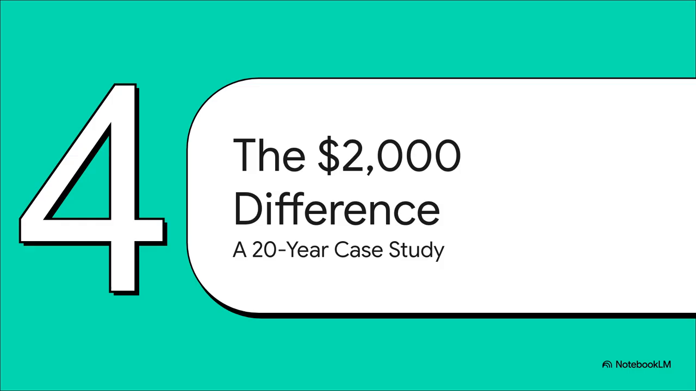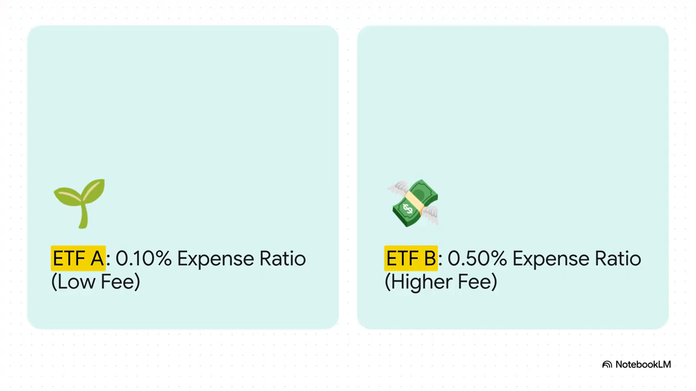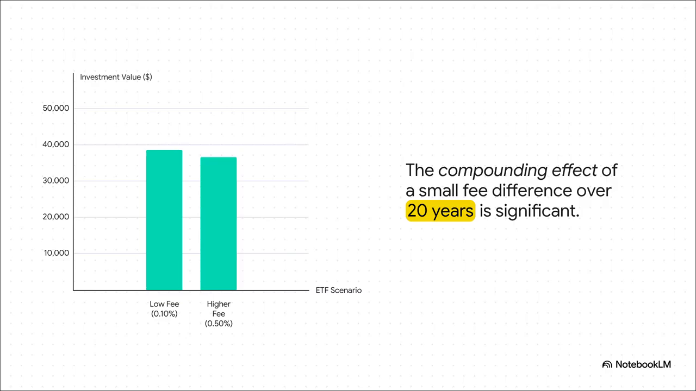Okay, this is the main event. Let's actually run the numbers and see what the real-world cost of a seemingly small fee difference looks like over 20 years. Okay, so imagine you invest $10,000. You're trying to pick between two funds that are almost identical. You've got ETF A with a really low fee of 0.10%, and then you have ETF B, which is a little higher at 0.50%, which, by the way, is still a very common fee out there. Now let's hit the fast forward button. 20 years go by, let's just assume an average annual return of 7%.